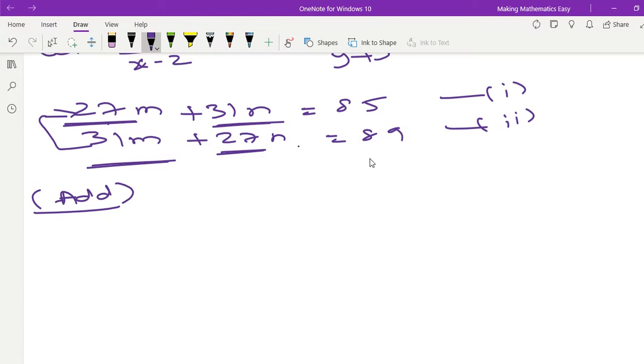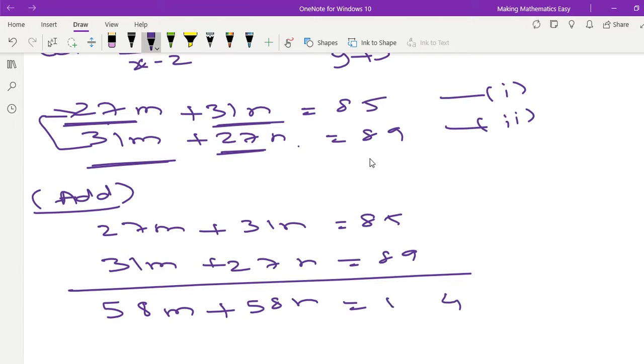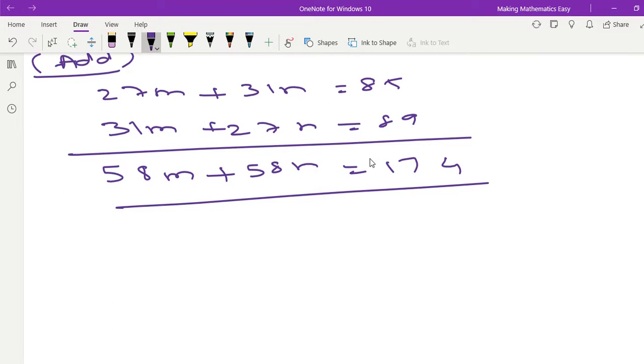So which will be 27m plus 31n is equal to 85, then 31m plus 27n is equal to 89, and that will be m, this will be plus, 7 plus 1 is 8, and this will be 58n, 9 plus 5 is 14, 16, 17. Okay, I hope you have got this up till now. We have simply added the numbers, that's it. Now if we see in the table of 58, let's do that later on.